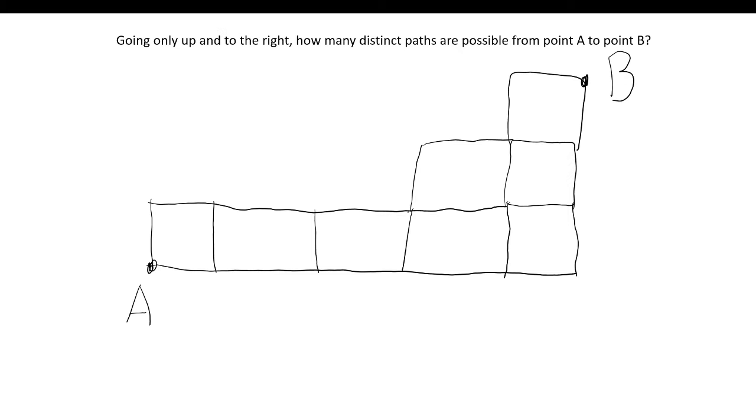But now we have stuff like this. How many distinct paths are possible from point A to point B, going only up and to the right? So, here it seems a little bit harder. I mean, it's not that hard. We can just go ahead and use the same trick, right? We can just say, let's count the edges.